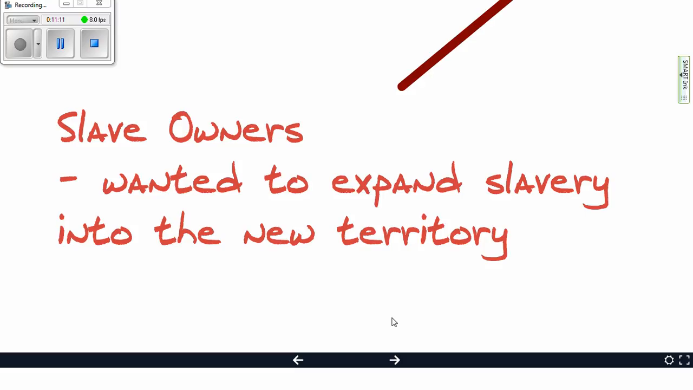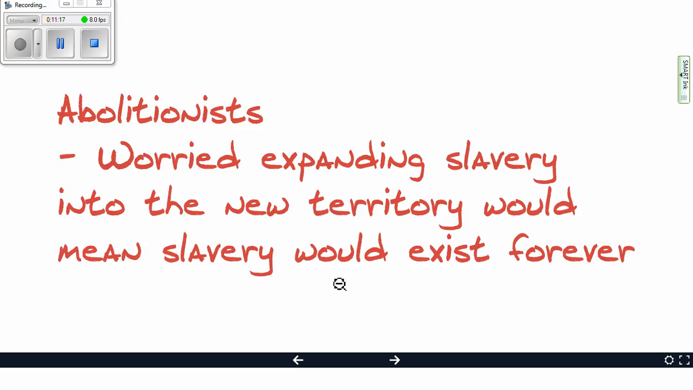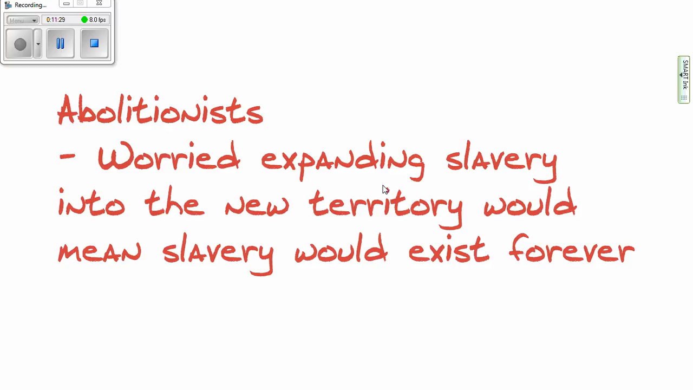Abolitionists, on the other hand, were worried that if they expanded slavery into the new territory, slavery would be around forever. We talked a little bit when we were looking at the Declaration of Independence that a lot of the founding fathers thought slavery would die out. And that's what they're kind of counting on. And people who wanted to get rid of slavery in the late 1700s thought, if we're just patient enough, it's going to go away. And maybe we can hurry it along, but that's all we're going to do.